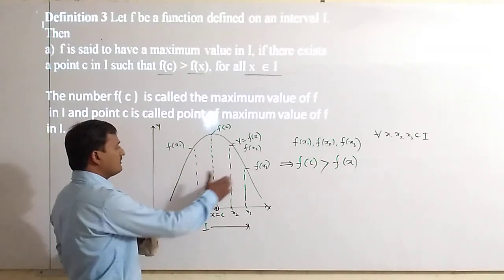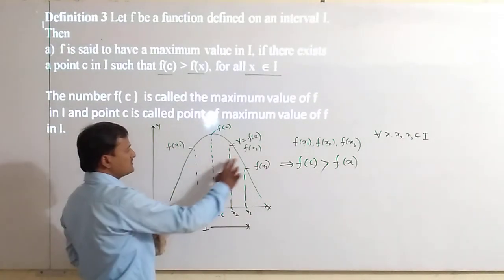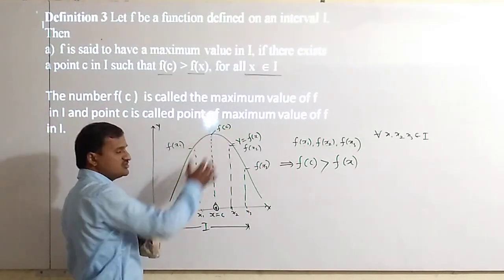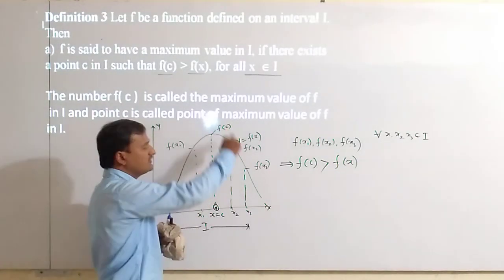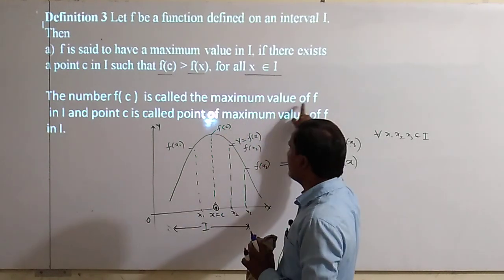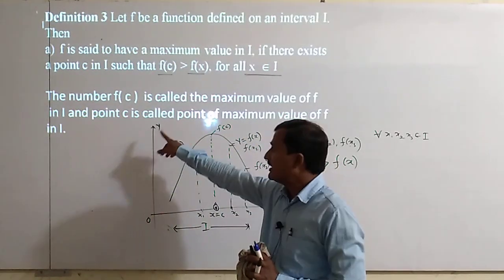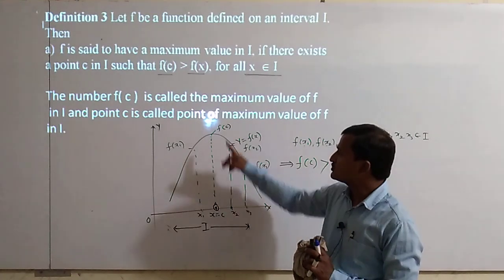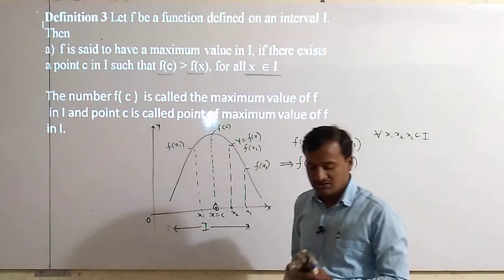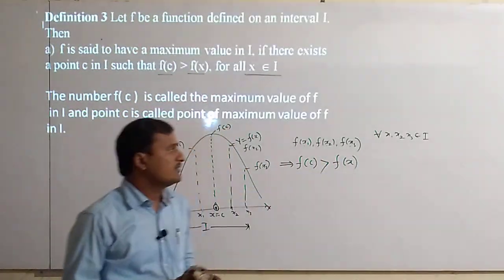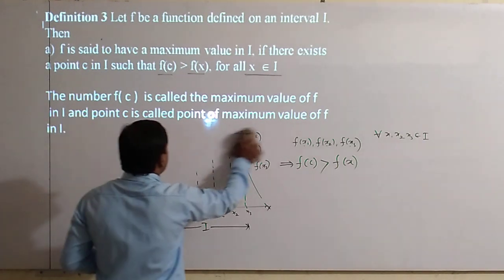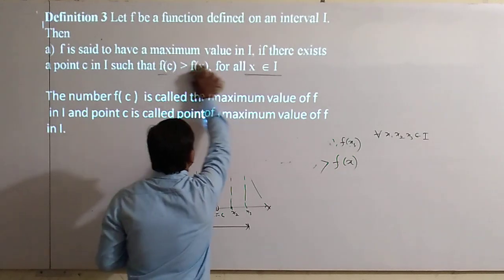Comparing all the functional values f of x1, f of x2, f of x3, f of c is more, hence f of c is called the maximum value of f in I, and this point c is called the point of maximum value of f in I. So this is the definition of the maxima of a function. Okay, next we will go for the minima.